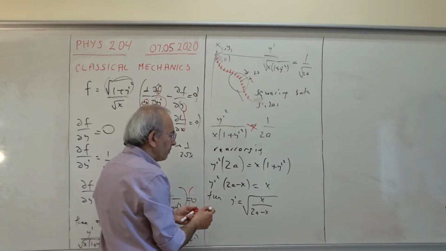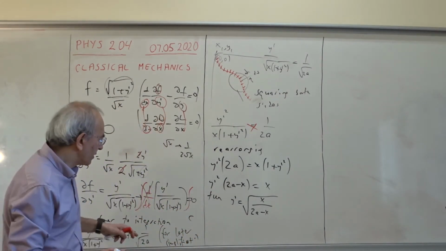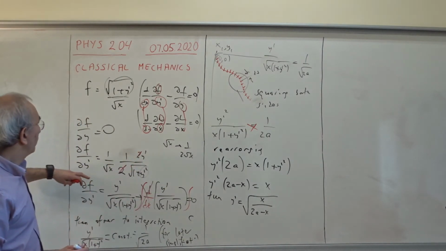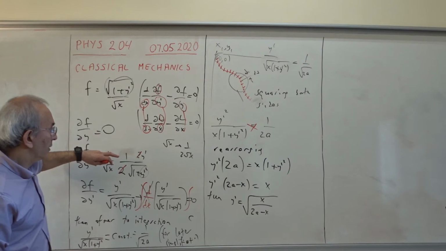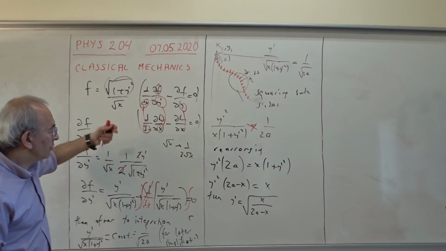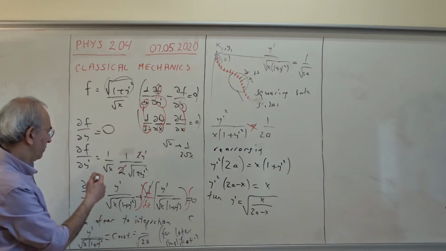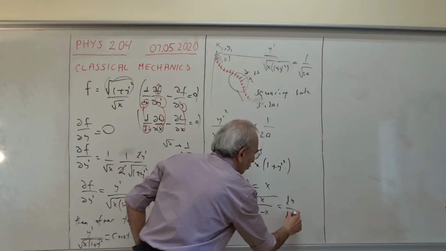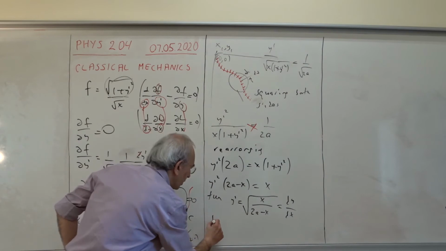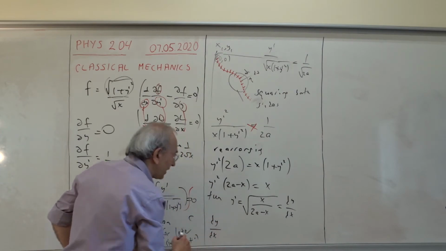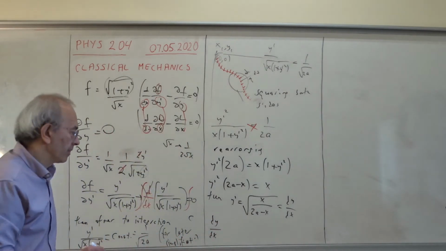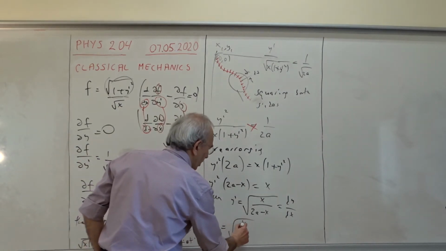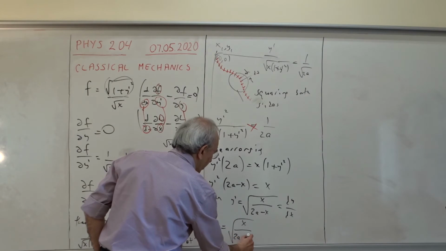But y prime, by definition, is dy by dx. Y prime is just a normal derivative, dy by dx. Y prime is also called equal to dy by dx. So let me write it here. dy by dx is now root x over 2a minus x.